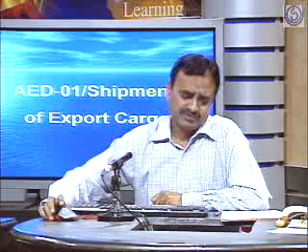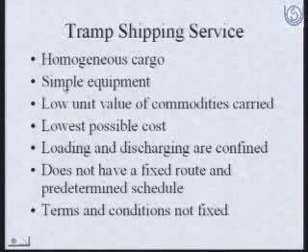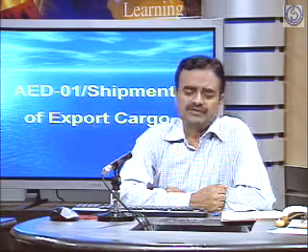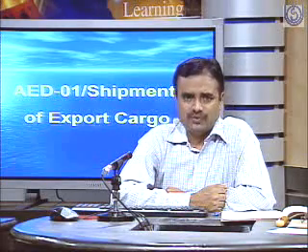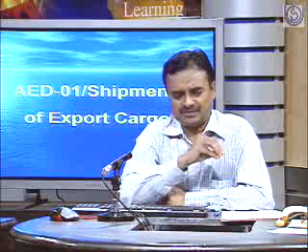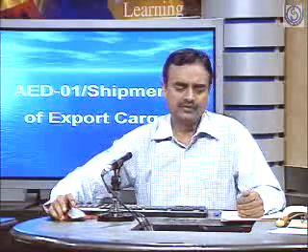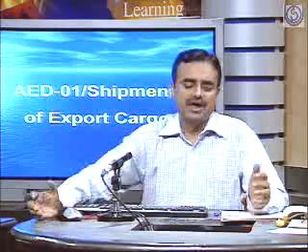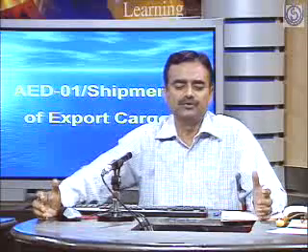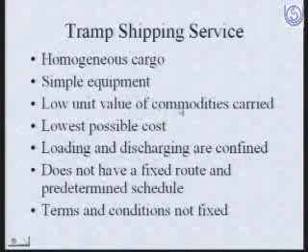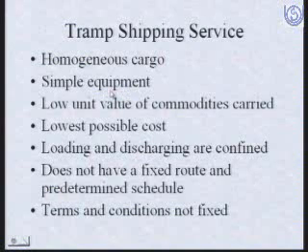Next is simple equipment. In the liner shipping services, the equipment was quite sophisticated, but here the equipment is very simple because one type of cargo is being stuffed and homogeneous cargo is being transported through the tramp shipping services. Next is low unit value of commodities carried. Obviously, because it is homogeneous cargo and you are transporting a large quantity of cargo in the tramp shipping services, the per unit value of the commodities carried is lower.